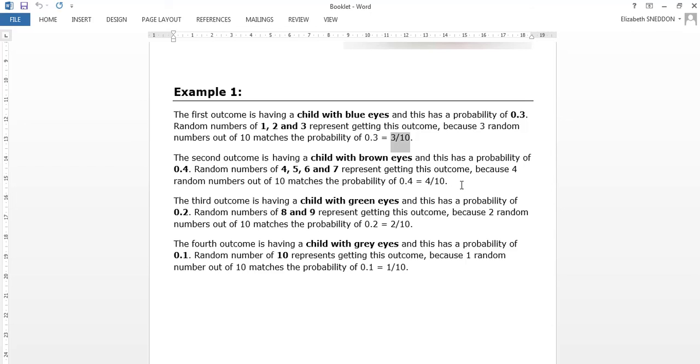These are probabilities only to 1 decimal place. If they're going to 2 decimal places, then you'll need to be talking about the probabilities in terms of something out of 100. Okay? And so I've gone on to represent the blue eyes, I then talk about the brown eyes, the green eyes, and the grey eyes. So I need to interpret all of those for my merit.